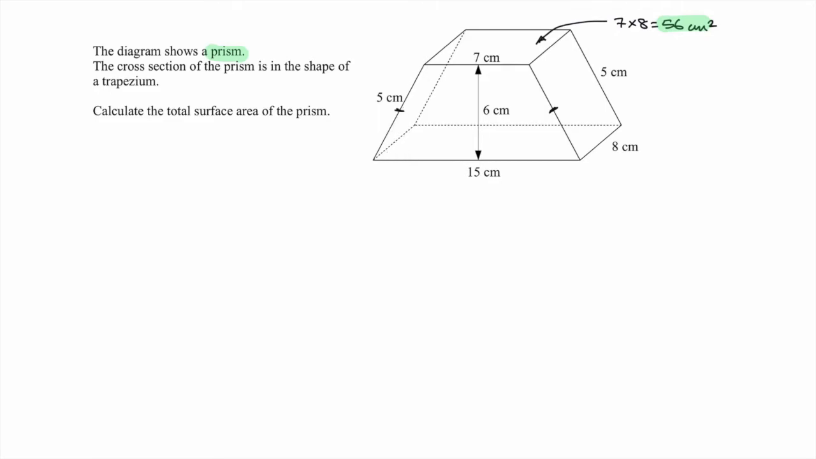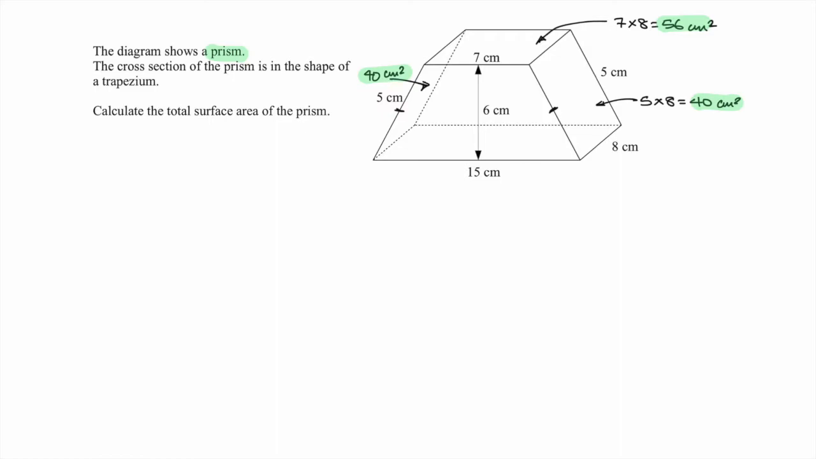So I can pretty much just do that and times it by 2. So area here is going to be 5 times 8, so that's going to be 40 centimeters square, which means that this side as well is also 40 centimeters square. Let's highlight those so that we don't forget them. So 40 and 40 there. That takes care of my two sides.